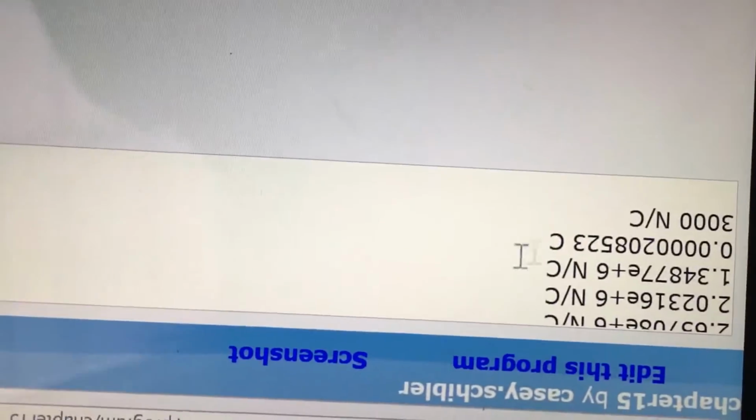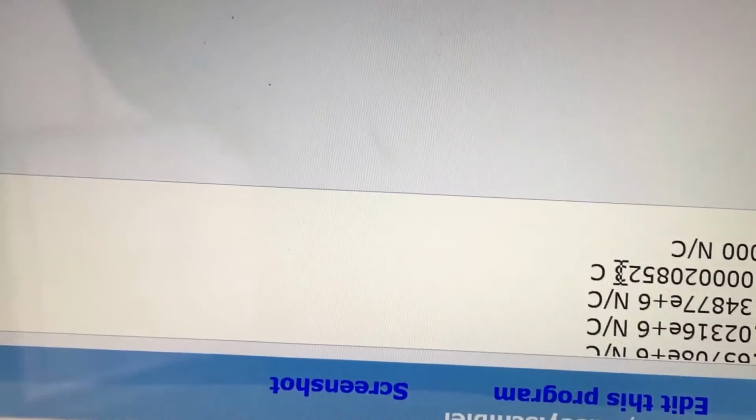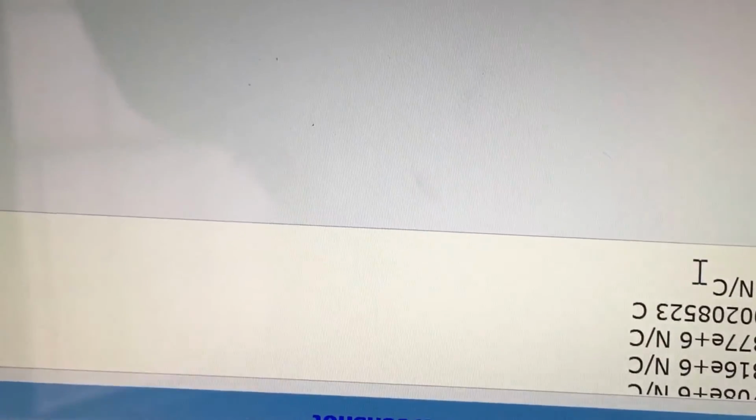Right here is the point where I found the charge of the capacitor, and this is where I found the fringe field. So I go here, and I was correct. As you can see, 2.08 times 10 to the negative 5 coulombs and 3,000 newtons per coulomb. And this concludes my video.